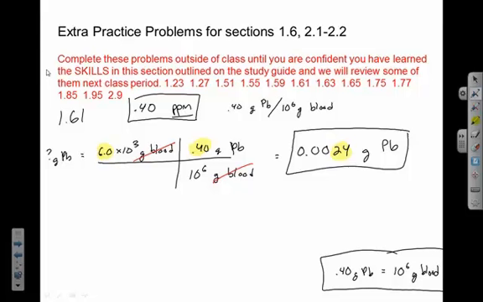Questions about that? Another way to write that would be 3.4. Yeah, you could always put it in scientific notation if you prefer.